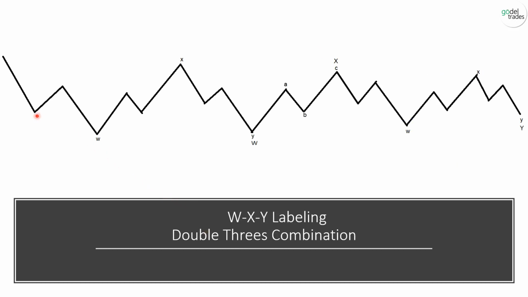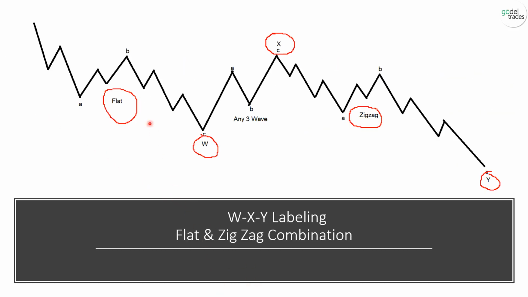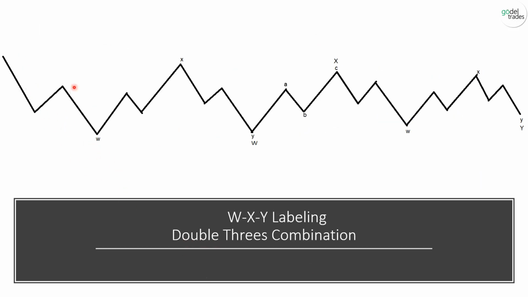And then you can have double 3s, okay? So a WXY combines corrective structures, okay? A double 3 is 3 of W, 3 of X, 3 of Y to make up the larger degree W. 3 of X to make up X, and then 3 down of W, 3 up of X, 3 down of Y. That makes up Y, okay? So we're gonna dive into that here in motive wave in just a minute, but if you see a correction that's a 3, 3, 3, that's a combination. It's a double 3, and it's not a zigzag, and it's not a flat.